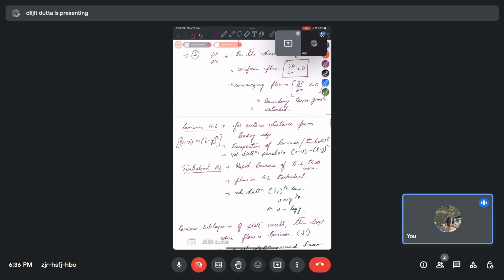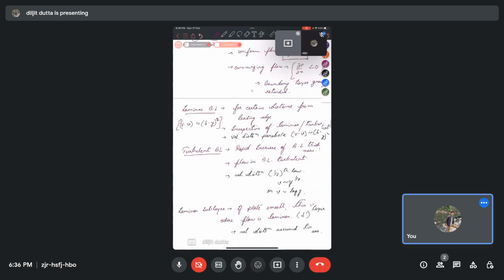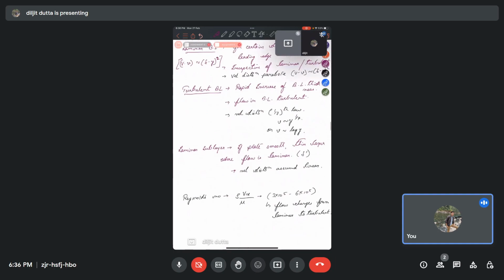The flow in the turbulent boundary layer will be turbulent, and the velocity distribution generally follows the power law, which is also called the 1/7th law. This we have seen in the last class also. V is proportional to y to the power 1/7, or it can also follow the logarithmic law.